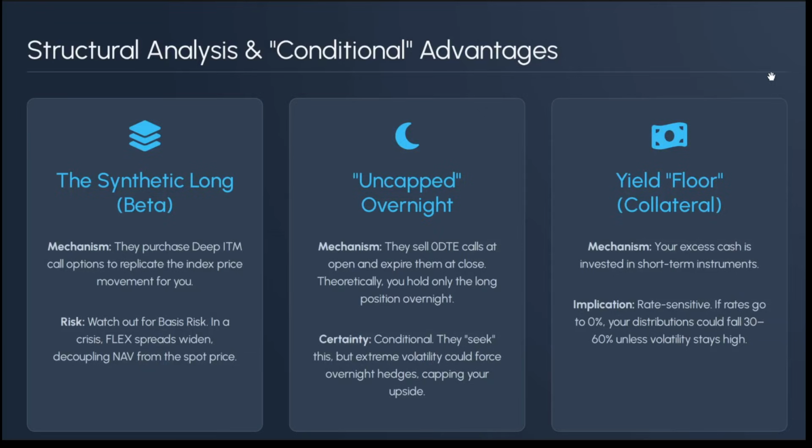The certainty is conditional, right? They seek this, but extreme volatility could force overnight hedges, capping your upside. So if something pops off, the United States gets attacked, the United States attacks somebody, or something happens in the Middle East, in a snap of a finger all your gains could get erased overnight, right? Yield floor, which is the collateral: the mechanism behind this is that your excess cash is invested in short-term instruments, most likely T-bills. The implication is that it's rate sensitive. If rates go to zero, your distribution could fall 30 to 60% unless volatility stays high. So it's very Federal Reserve rate dependent.